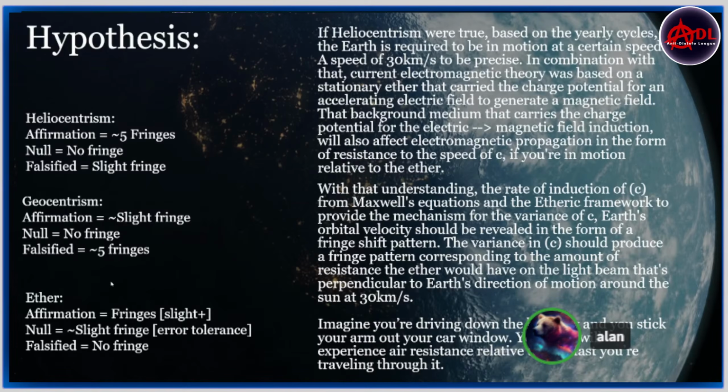And then the ether. So for the stationary ether framework, affirmation of that would be fringes, however slight, as long as they're outside of the error tolerance, and if they're repeatable. For a null, I put slight fringes outside of the error tolerance and that are not repeatable. And falsified would be no fringes, meaning that there's no variance, that there's no medium to facilitate a mechanism where there would be a variance in the speed of light.